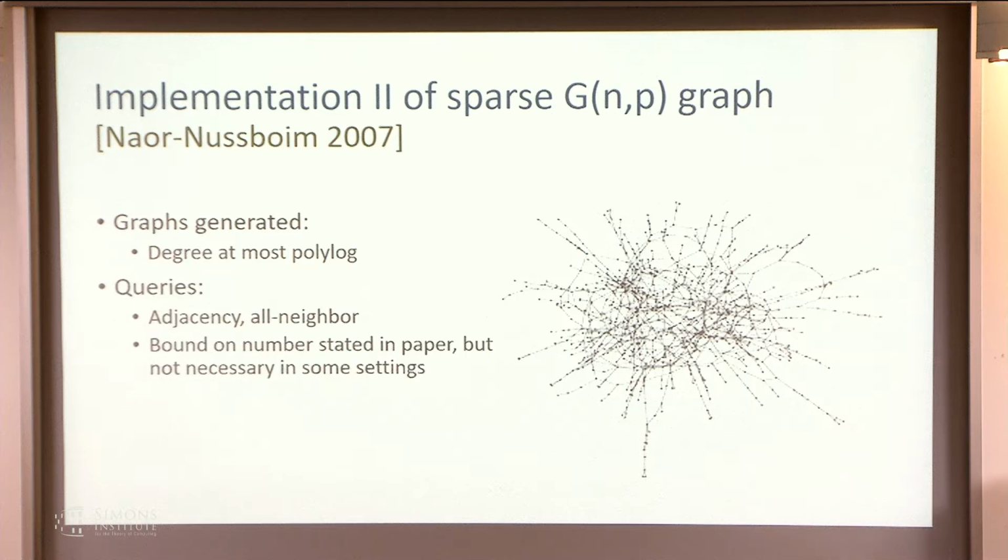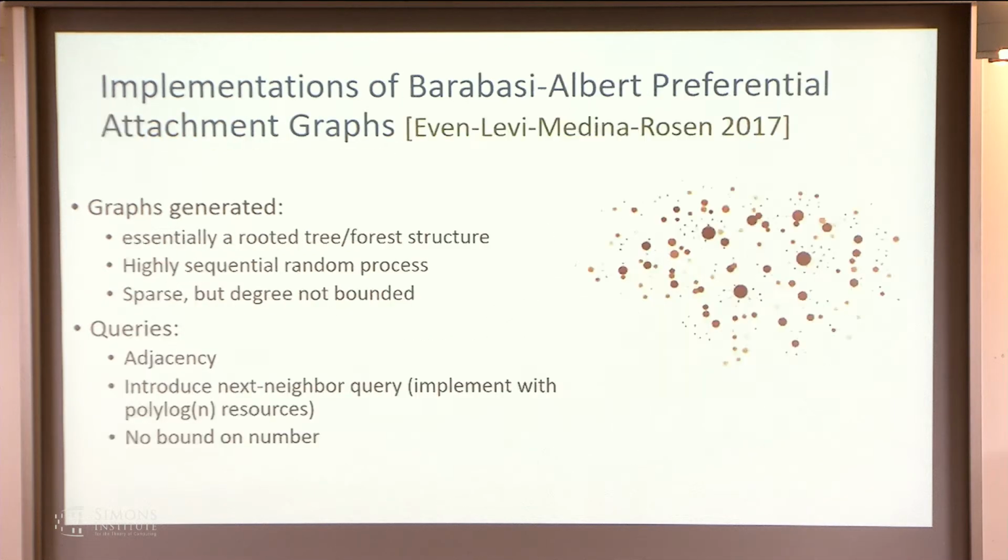Okay, all right. So Nussbaum actually looked at sparse GNP graphs. Here the degree is expected to be at most polylog. They probably wrote it as constant, but if in the constraints we'll give later, polylog works too. They support also adjacency and all neighbor. They bound the number of queries you're allowed to make in the paper, but actually you can adapt their results so that this bound is not necessary in some settings, which I'll mention, and I'll say something more about it later in the talk.